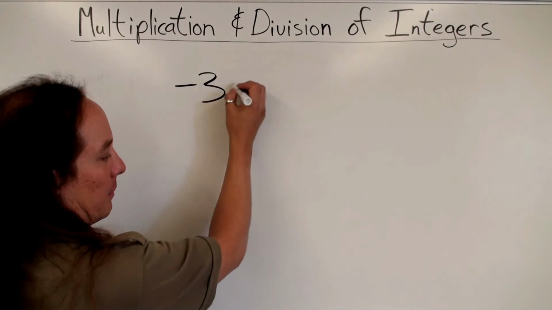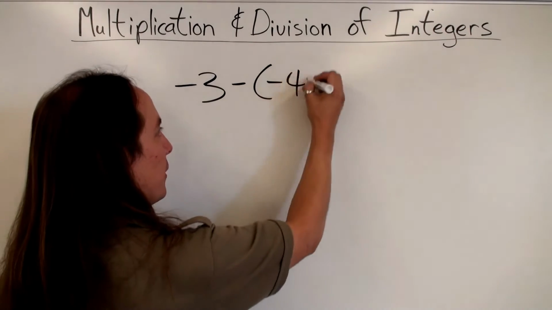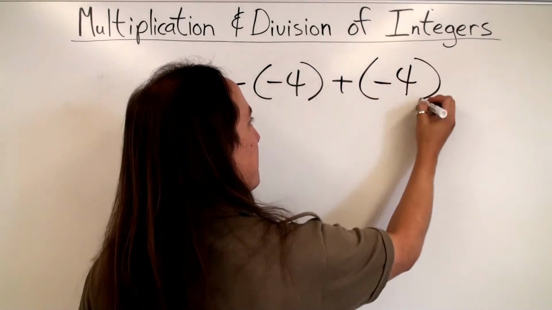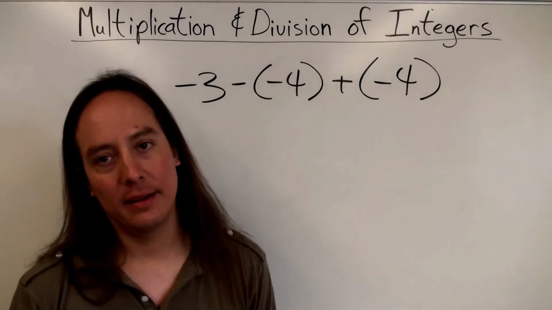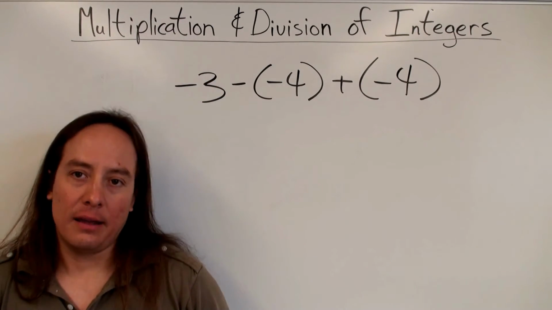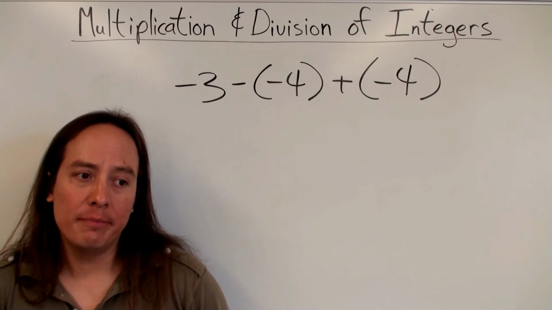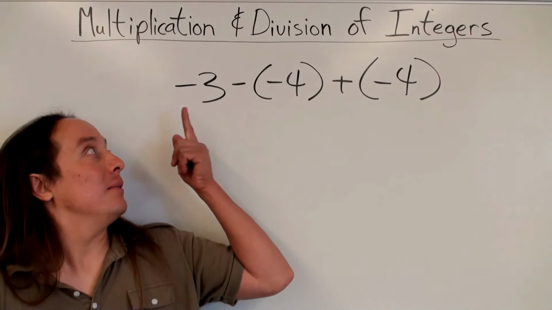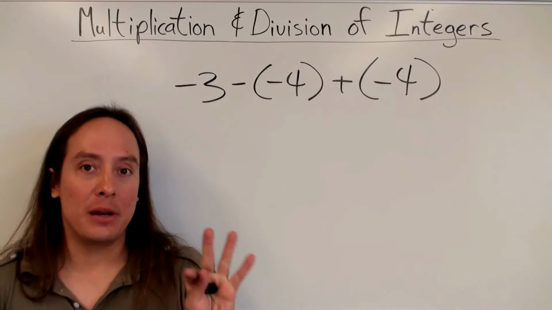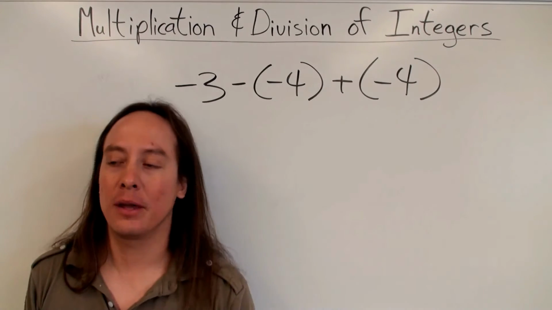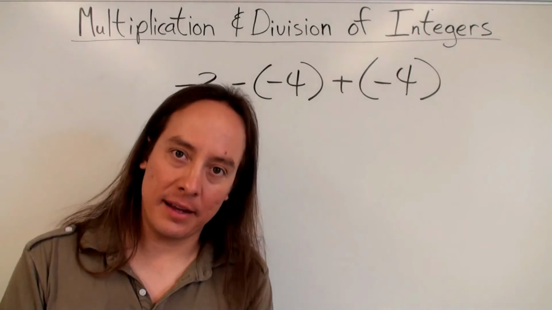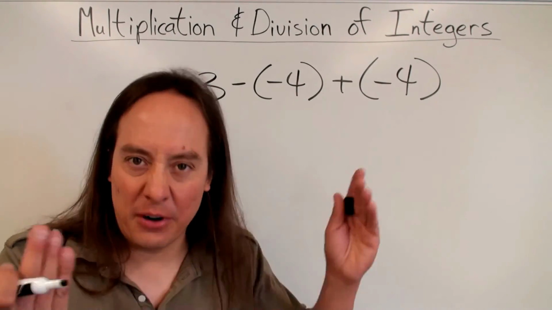Minus 3 minus a minus 4 plus a minus 4. All right. Okay, so I have 3 numbers and 5 signs. Can't have that. 1, 2, 3, 4, 5 signs and only 3 numbers. Well, there's too many signs. Okay. So each number should only have 1 sign to the left of it or in front of it.